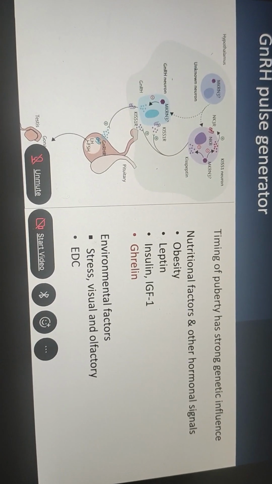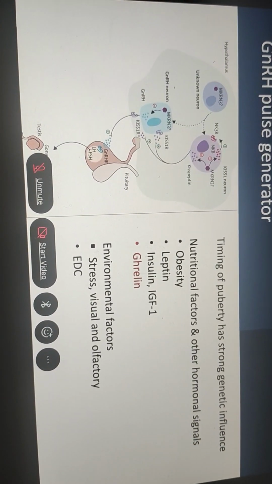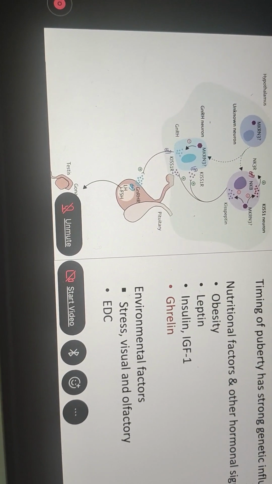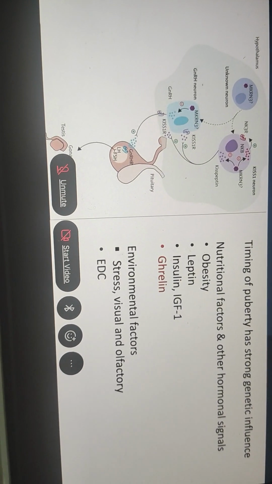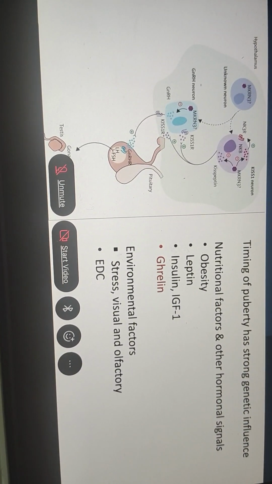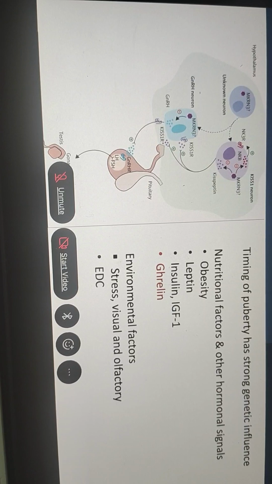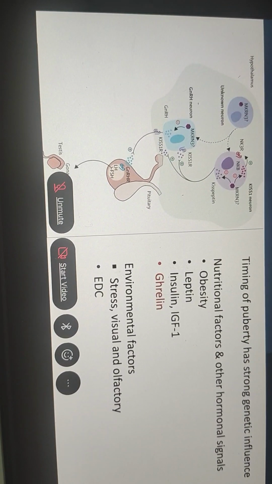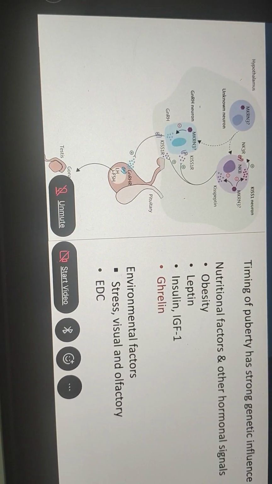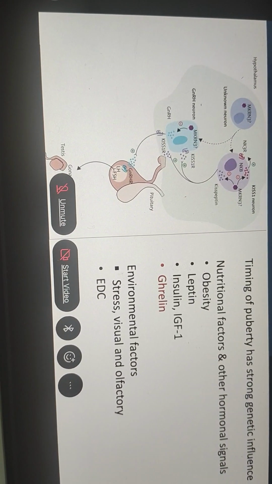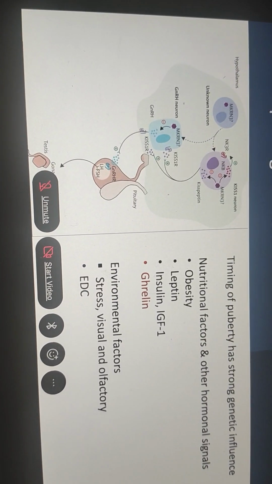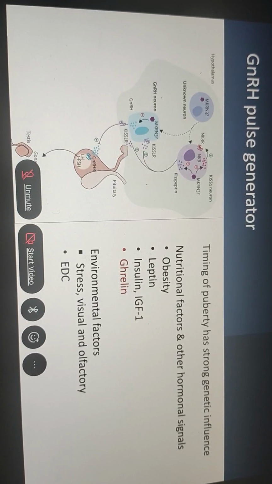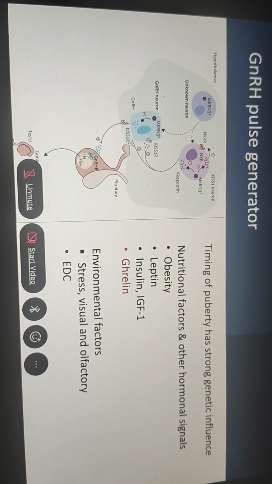During childhood, we should all be aware that the GnRH pulse generator is in the quiescence phase, right? So there is no activity of the GnRH pulse generator, and hence there is no appearance of the secondary sexual characteristics during childhood, which could be in the form of thelarche, or an increase in the testicular size or the penile size. So when the GnRH pulse generator gets activated, it has a very important role in the changes of puberty that happen during adolescence.